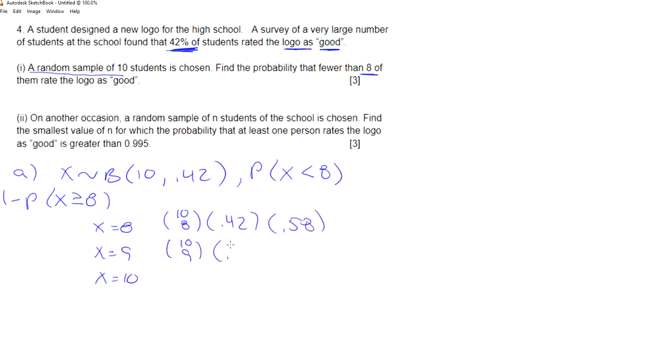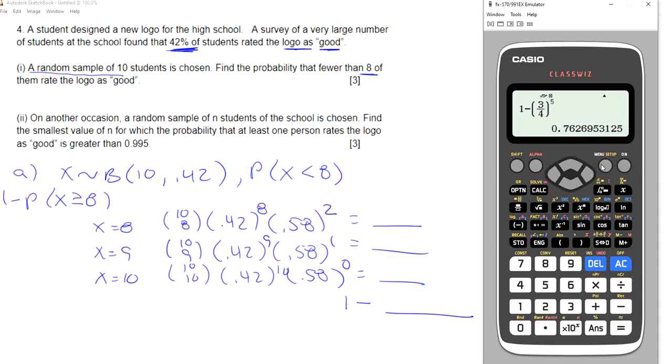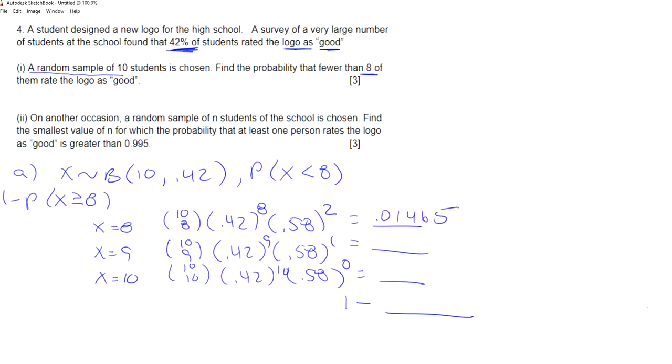Again, I write down my stuff, and all I'm going to do is fill in my exponents after I do this. And then I go to my calculator, find the numbers, add them up, and then subtract them from 1. And again, I'm going to put in 8, 9, and 10. The number of trials is 10, and the probability of success. And I've got to copy these down.